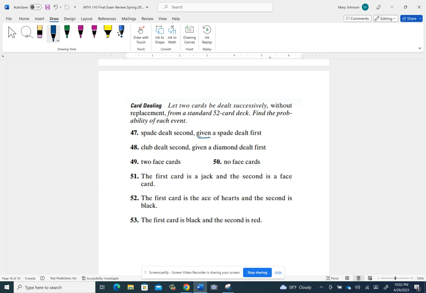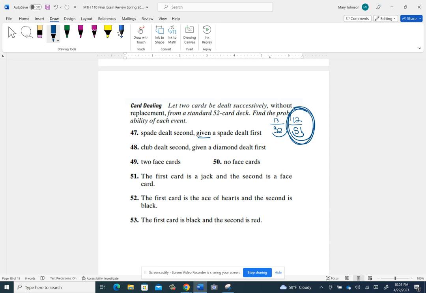So you might be thinking, okay, for my first draw, there were 13 spades out of the 52. And then this is what we want. Suppose that happened and that was a spade. Then aren't there only 12 spades left out of the 51 cards? That would be your answer to 47.